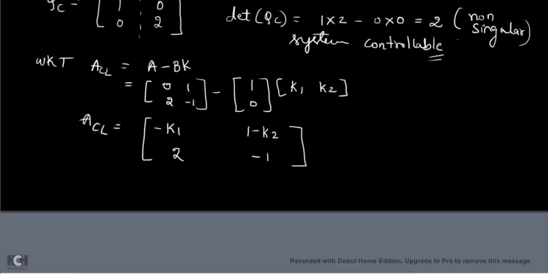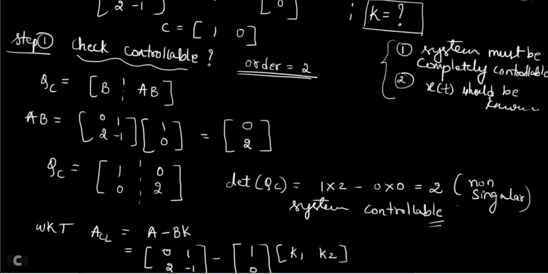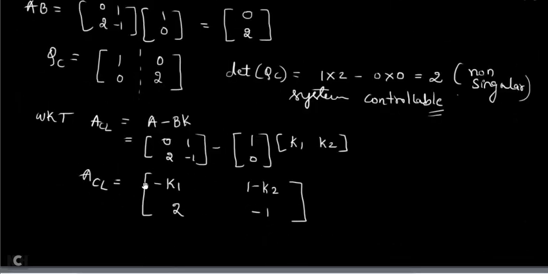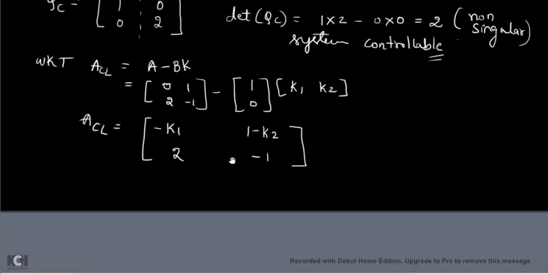Okay. Now what should you do? Take the determinant to find out the poles. I know where the poles should be present: the poles should be present on -1 and -2. So for the poles to be present on -1 and -2, what should be the value of K? You have to find out. So you just have to take the determinant and equate. That's all. So let me take the determinant now.